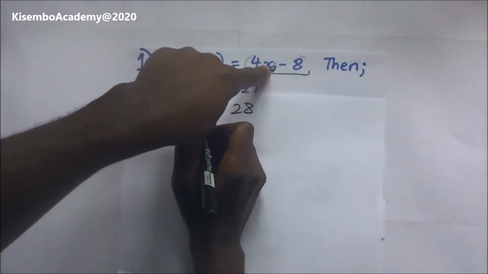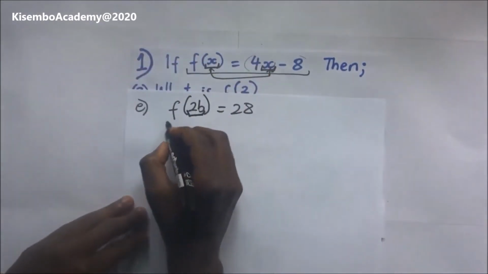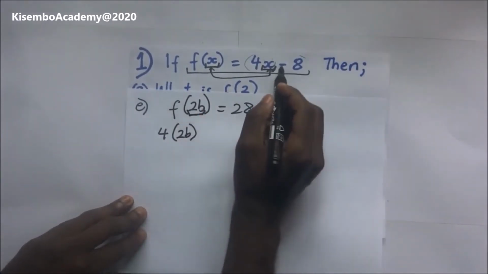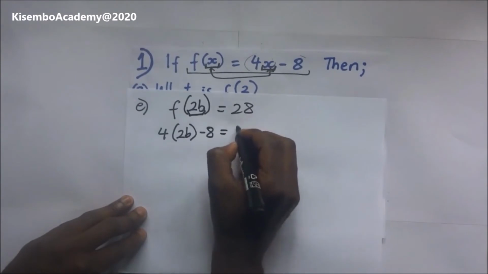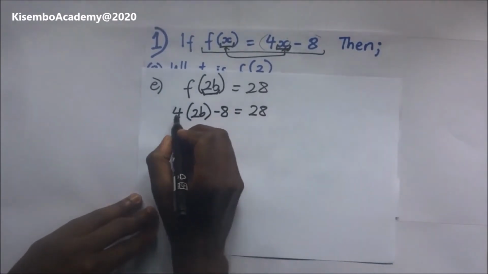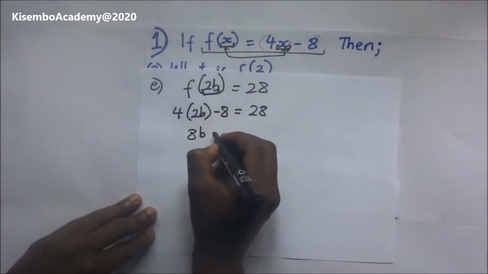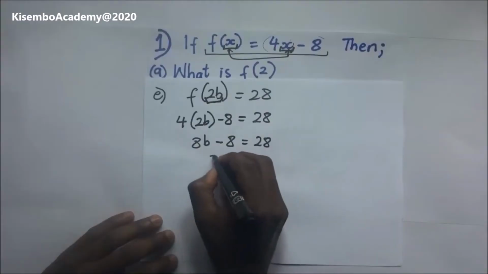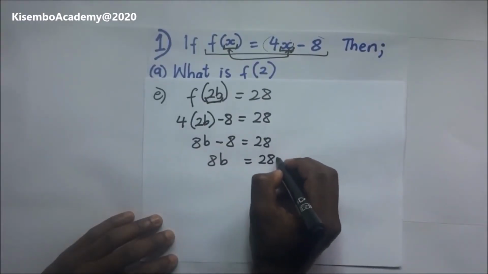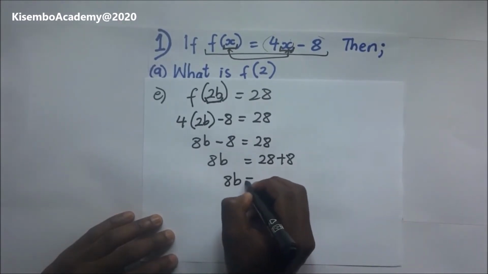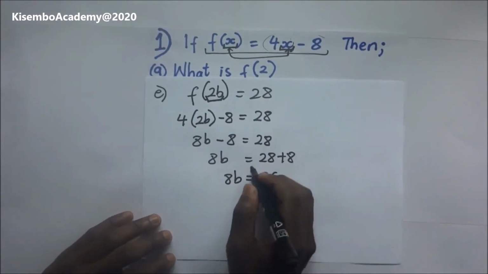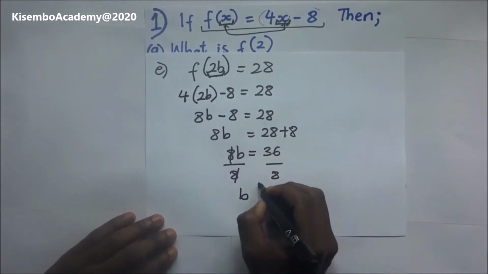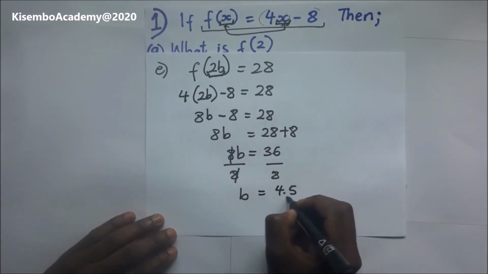So it means that in the place of x here we are going to put 2b. So this is going to become 4 times, in the place of brackets we put 2b, minus 8. That's going to give us 28. So we open brackets here, 4 times 2 is 8b minus 8 is equal to 28. And so our 8b becomes 28 plus 8. 8b is equal to 36. When I divide both sides by 8, I shall end up with my value of b as 4.5.